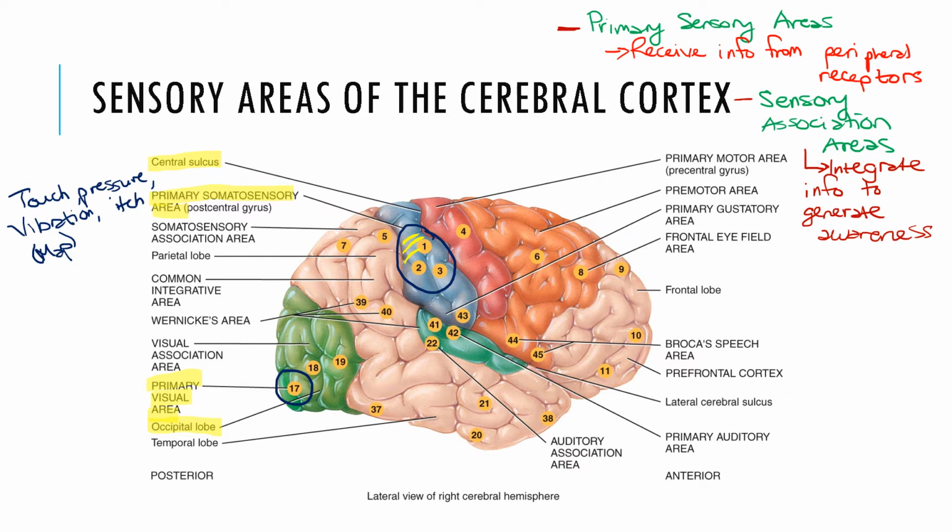Then we have the primary auditory area, which is labeled down here. This is going to be number 41 and 42. And this is located in the superior part of the temporal lobe. This receives information for sound, and it's involved in auditory perception.